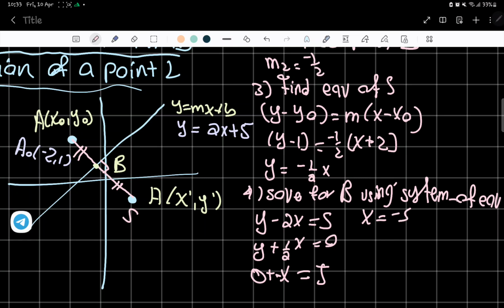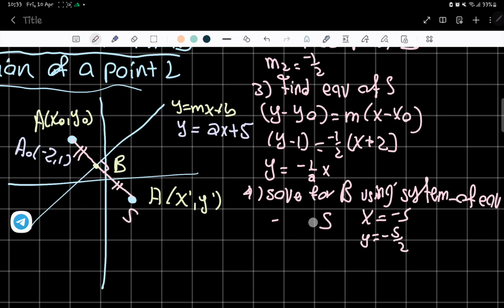So we already found x, and then we're going to plug minus 5 into one of the equations. So I choose this one. When we plug in minus 5 here, we're going to get minus 5 over 2. So y is equal to minus 5 over 2. So this is B. So B is minus 5, minus 5 over 2.